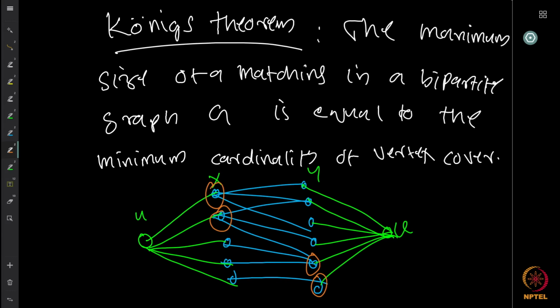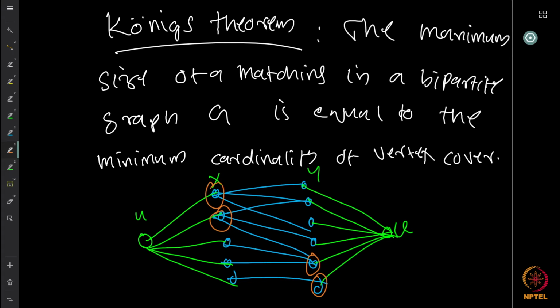Now, this UV separating set must delete all the edges of this blue graph, right? Because if it does not delete all the edges of this blue graph, there must be some blue edge, which means that I should be able to go from U to that vertex using the blue edge, go to some vertex of Y, and then from that vertex directly to V. That path must exist if the separating set does not cover all this.